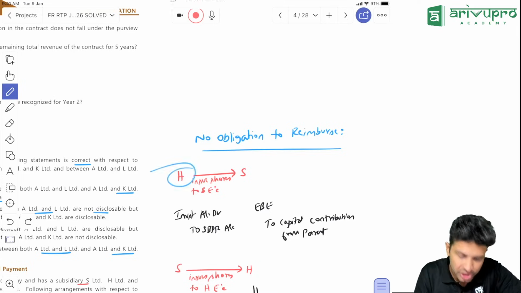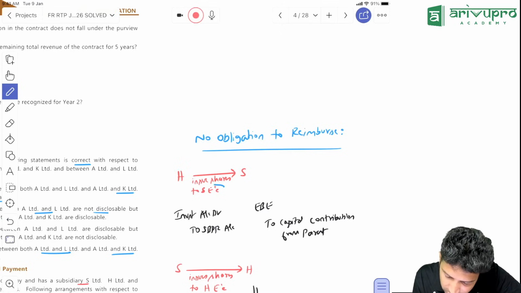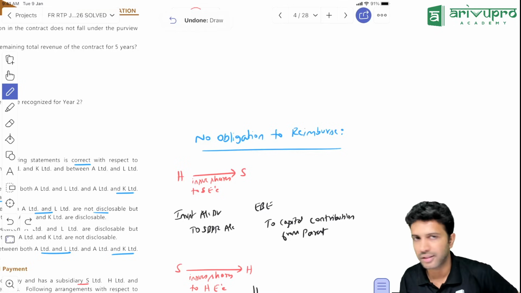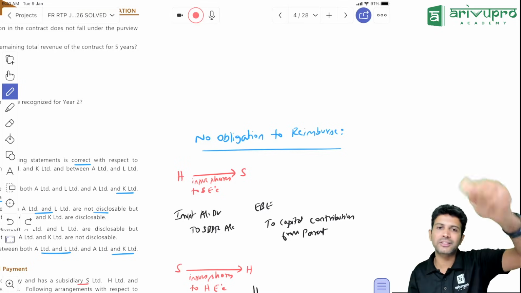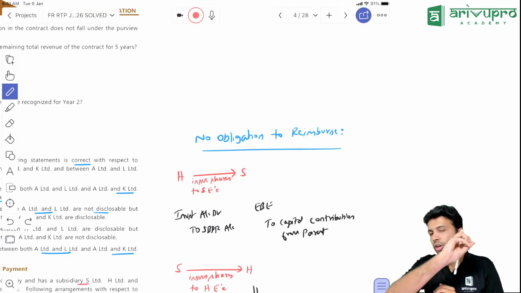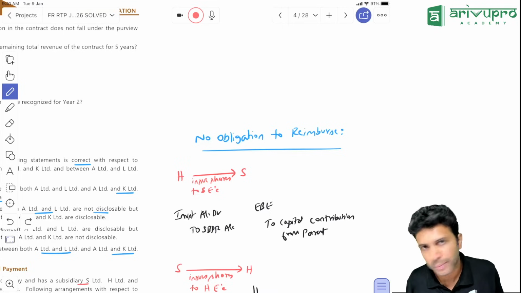Now H is issuing shares, but are they receiving service? No. Since the employees belong to the subsidiary, the subsidiary is receiving the service. So H Limited can't pass the entry employee benefit expense account debit to SBPR. Shares are given, so SBPR. So employee benefit expense you cannot record. Parent is giving something to subsidiary, no, right?